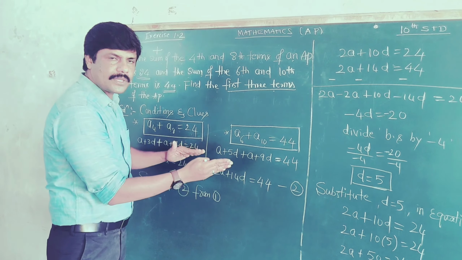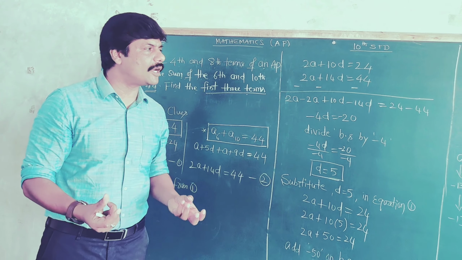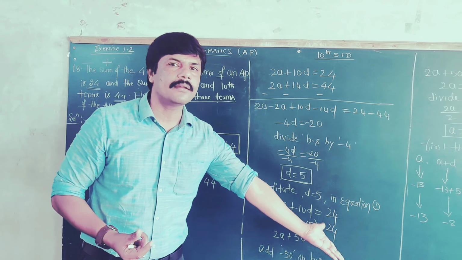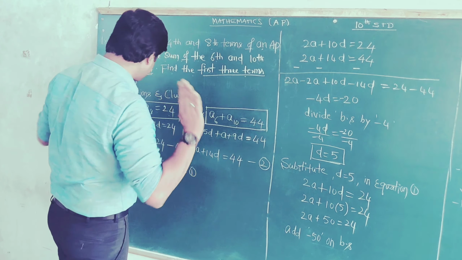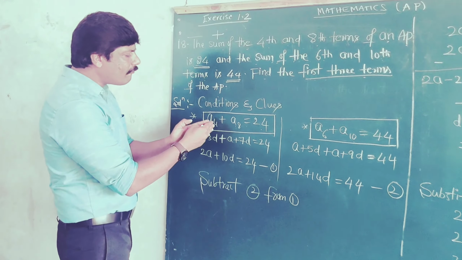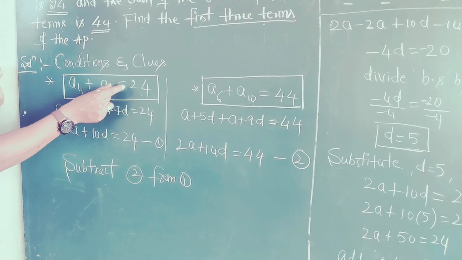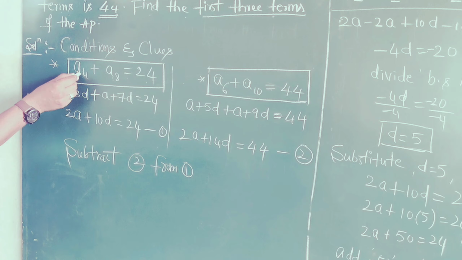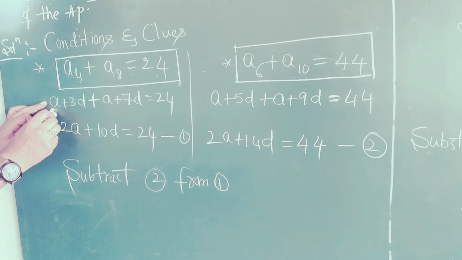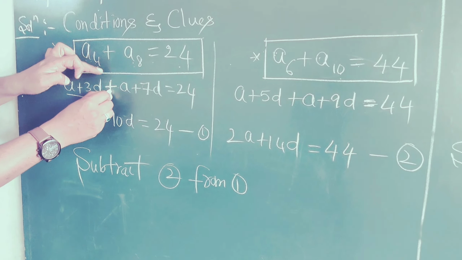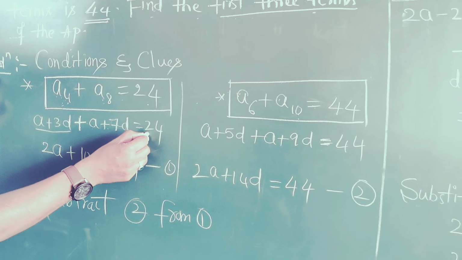Now with this, we are going to get the values of A and D, and once we get them, we can easily find what is asked, that is the three terms. Now see, what is the sum of the fourth and the eighth terms? Sum is addition. We expand this according to the general formula. The fourth term is A plus 3D, plus the eighth term, A plus 7D, is equal to 24.